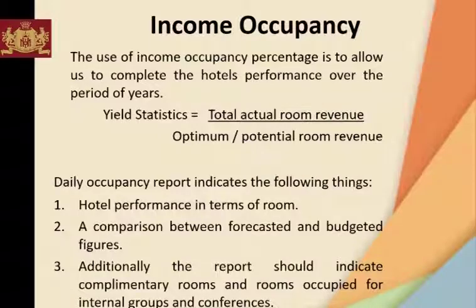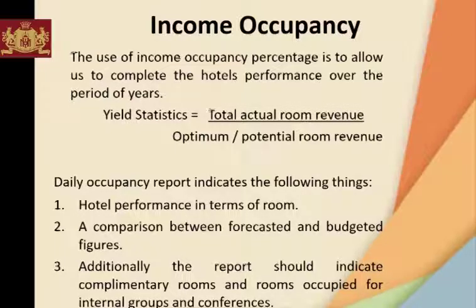The income occupancy percentage allows us to compare the hotel's performance over the period of a year. It shows the yield statistics, which are calculated by dividing the total actual room revenue by the optimum or potential room revenue.